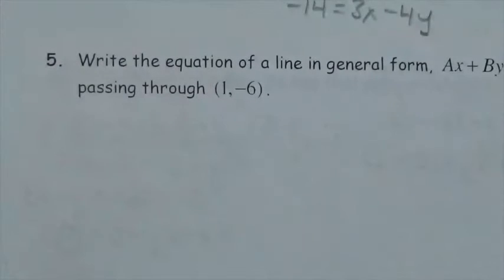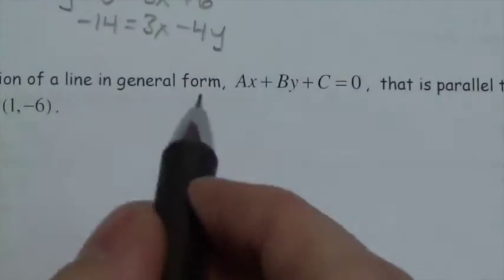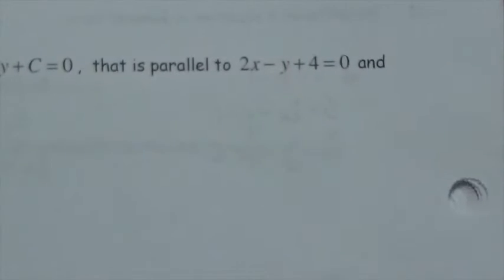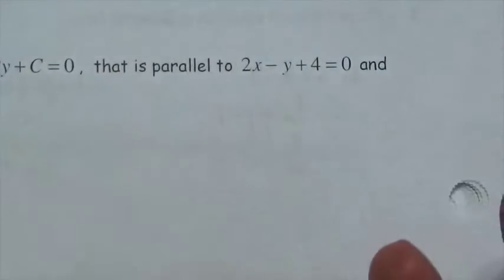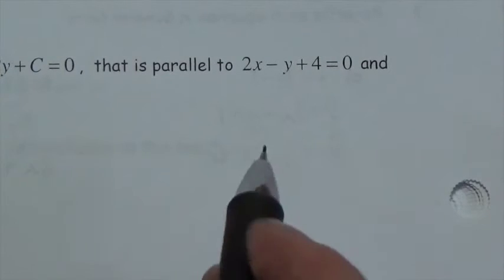All right, this next question is very similar to the one that we just did. It says, write the equation of the line in general form. And so we give you the general form there. That is parallel to this line right here and passes through the point 1, negative 6. Okay, so once again, I have to come up with this equation here, and it's not likely going to be directly into general form. I'm probably going to have to play around with this a little bit.